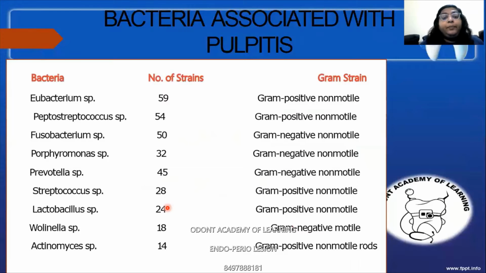Moving on, these are the bacteria associated with pulpitis. I have just mentioned a few species which are the most prominently associated: Eubacterium species, Peptostreptococcus, Fusobacterium, Porphyromonas, Prevotella, Streptococcus, Lactobacillus, Veillonella, and Actinomyces. Among these, you can see in the chart that gram-negative organisms are more common than gram-positive in pulpitis, along with the number of strains for each bacterium.